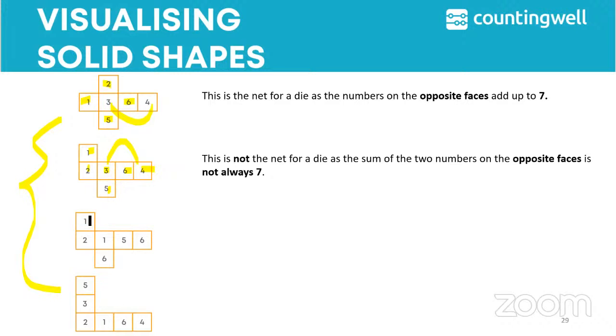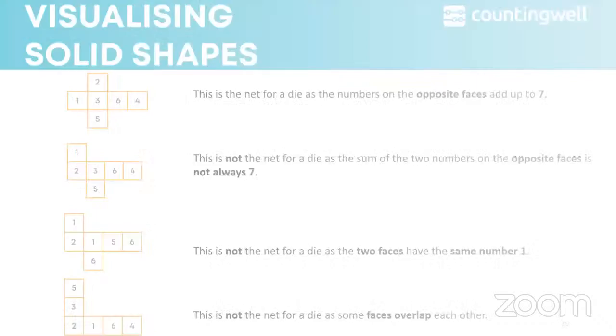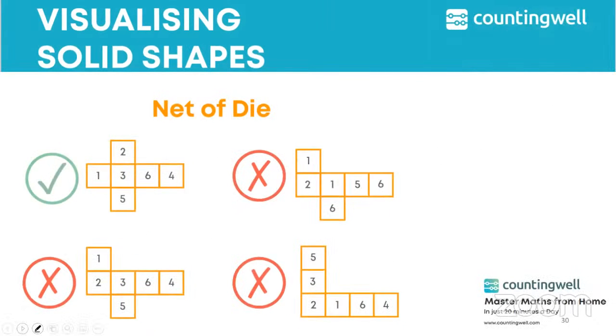Now let's see the third outline. Here we have 2 ones, which is not valid, two faces having the same number 1. That's why it is not the net of a die. Let us see the last outline. This is not the net because some faces may overlap each other. So you can see only the first figure is the net of a die and not the other three.